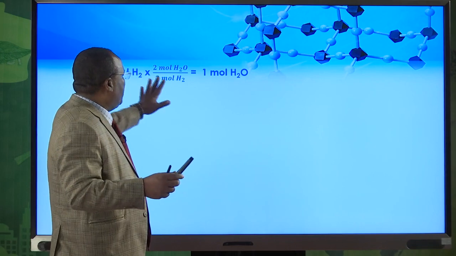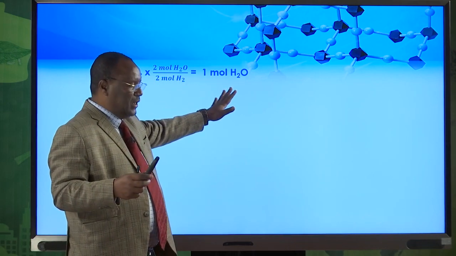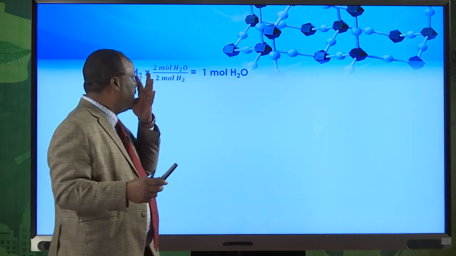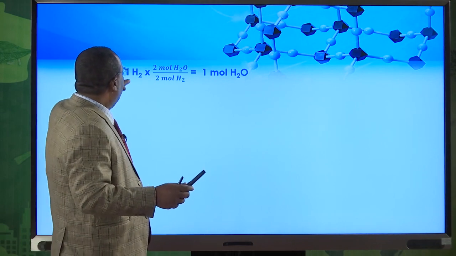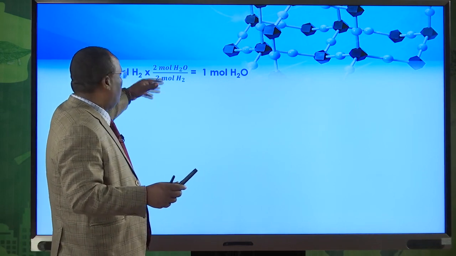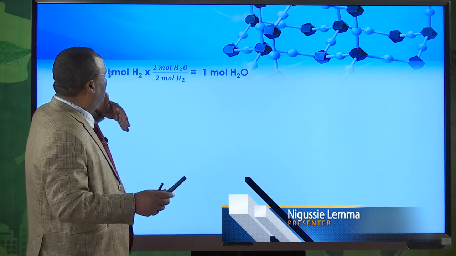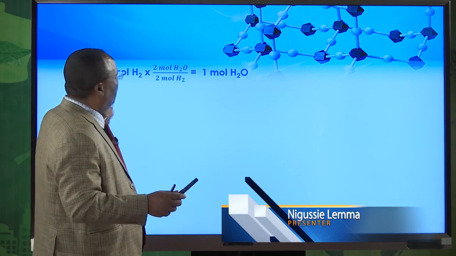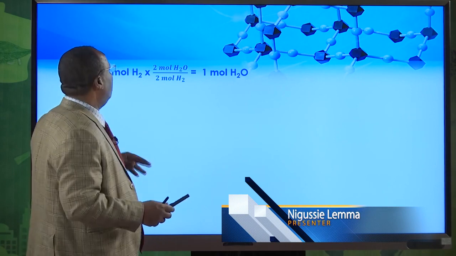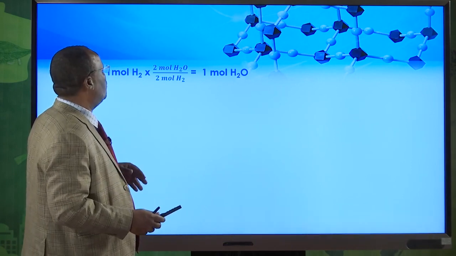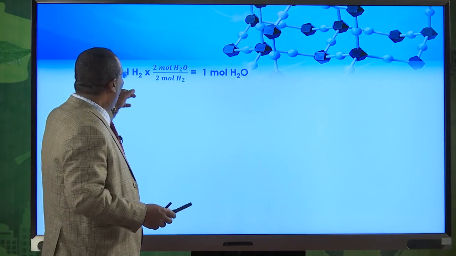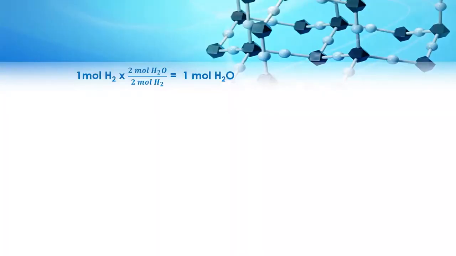Calculating the amount of water that will be produced in the reaction vessel using 1 mole of hydrogen, according to the stoichiometric method of calculating the amount of products produced and the amount of reactant needed to produce a product: 1 mole of hydrogen times 2 moles of water. Let us make it clear.